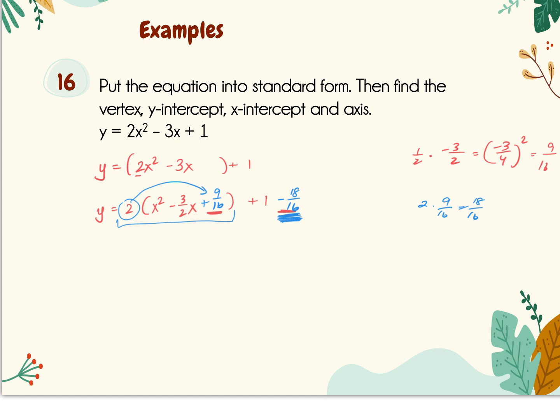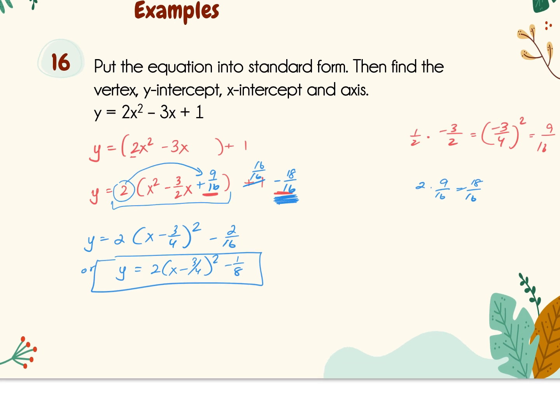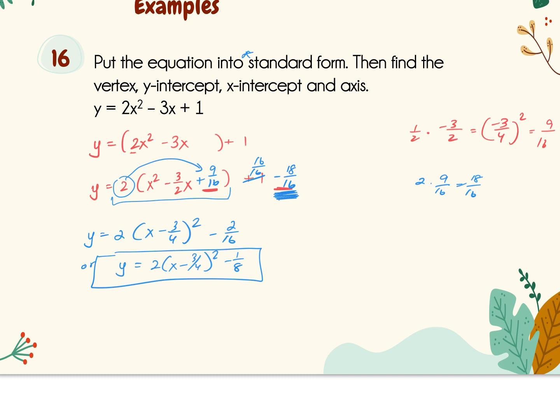So anyway, now I'm ready to keep going. Now I've got 2 times x minus 3/4 squared, and then 1 is 16 over 16, so that's minus 2/16. Or I can simplify it a little more. It's x minus 3/4 squared minus 1/8. That's the simplified version of that answer. And so that is my standard form that we wanted. And then from that, I can now get everything else.